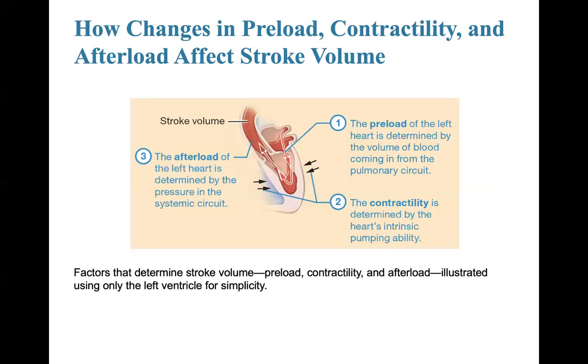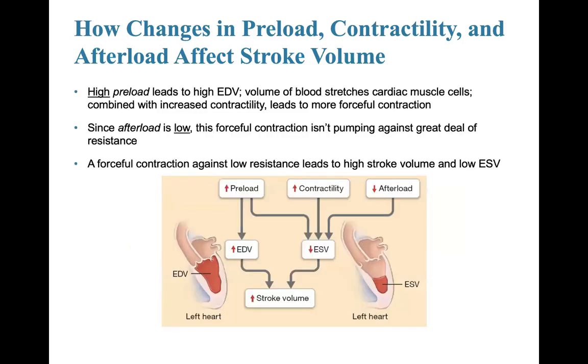So again, the three factors that can affect stroke volume are preload, contractility, and afterload. Preload is determined by the volume of blood coming in from the pulmonary circuit. Contractility is determined by the heart's intrinsic pumping ability. And afterload is determined by the blood pressure within the systemic circuit.